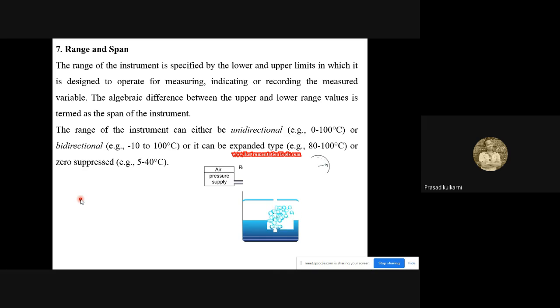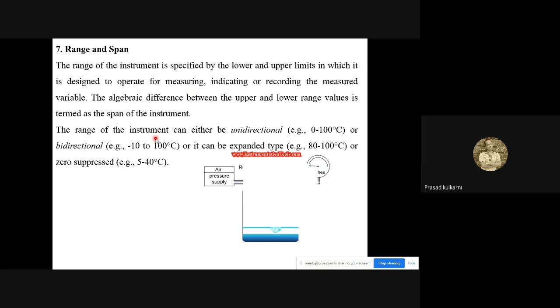So 2000 minus 10 will give us 1990 rpm. That is called the span of the instrument. So upper limit minus lower limit will give you the span of the instrument.